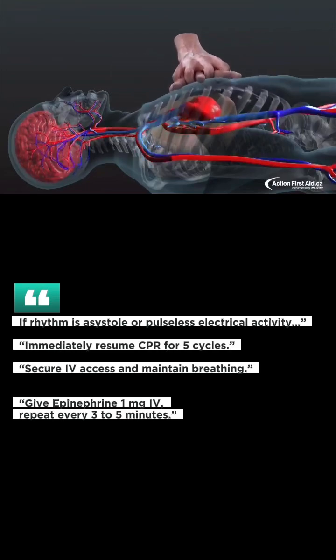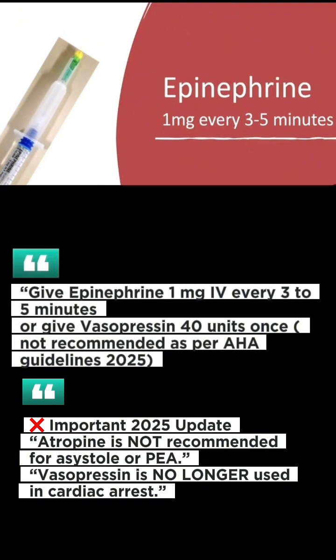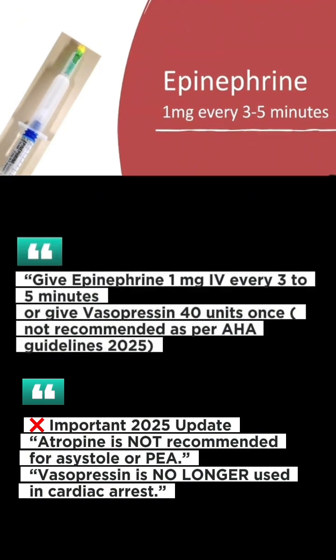Previously, we also used 1 dose of vasopressin 40 units intravenous to replace the first or second dose of epinephrine. But nowadays, vasopressin is not used according to the AHA guideline 2025. So vasopressin is not used as per the recent guideline of AHA. Check rhythm every 2 minutes, and if the rhythm becomes shockable, switch to the defibrillation protocol.